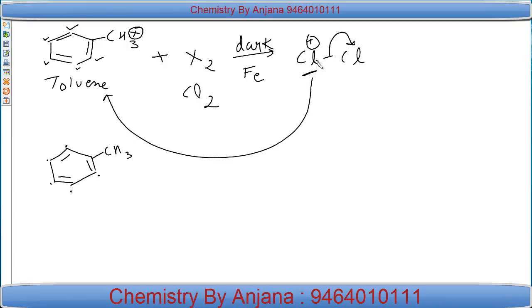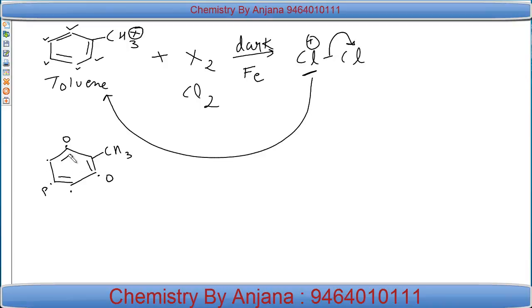नाउ ये Cl प्लस एक इलेक्ट्रोफाइल आएगा और इन 5 में से किसी भी एक H को सब्स्टिट्यूट करने की टेंडेंसी रखता है, but which position is preferred for attack? This is decided by the group attached here, and that is methyl. Methyl group influence incoming electrophile to attack only at ortho positions and para position. ये 2 positions are ortho and this position is para.